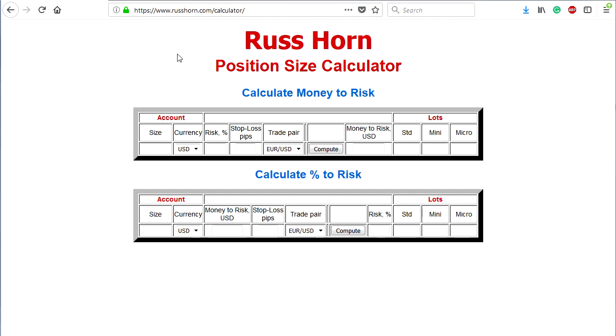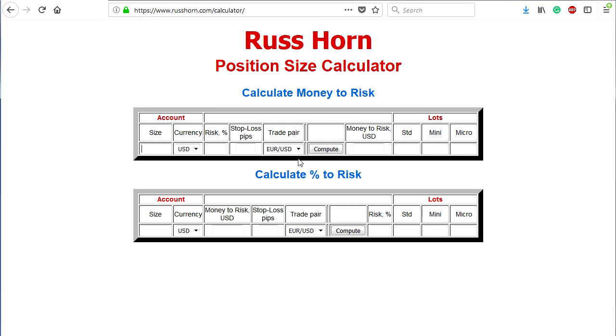So if I go to a website, www.russhorn.com/calculator, I'm going to get to this particular page. Now it's this top calculator that I'm interested in. I don't need the bottom one. I'm just going to use the top one. So let's say I have got a certain account. So I'm going to put that into size.